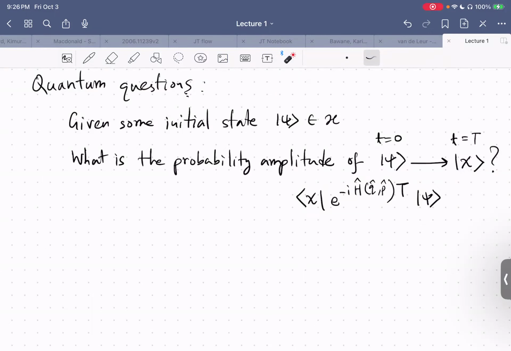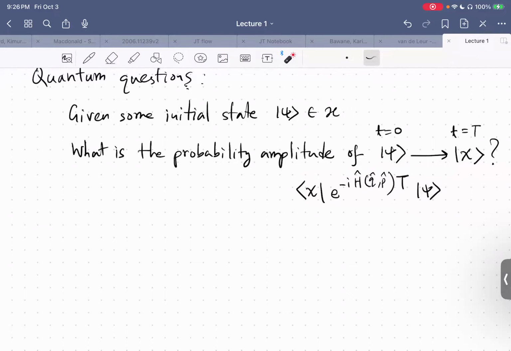So there's a question in chat. The question is, what is t here? Is it a scalar? Yes, t is just a real number. So t is literally time.